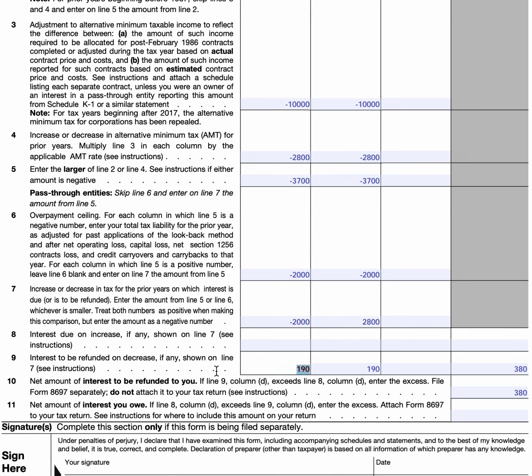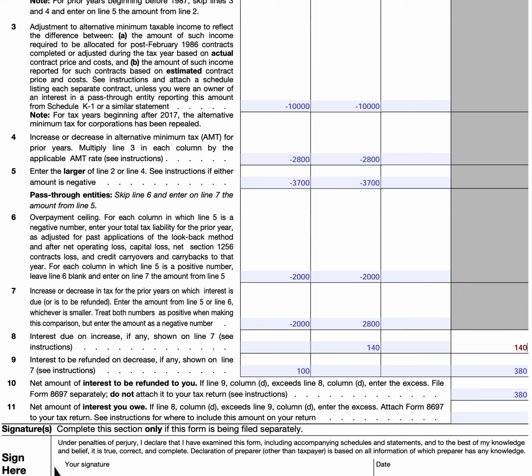The interest to be refunded on decrease, again, you have prevailing interest rates, which you can find on the IRS website because they do get updated quarterly. So what we would do here is we're just applying the 5% rule here. So $100 decrease in column A, but then because this is an increase in your tax bill, we've got $140 in column B, that's on line 8. And then we net all of that over on one side. So 140 and then 100.